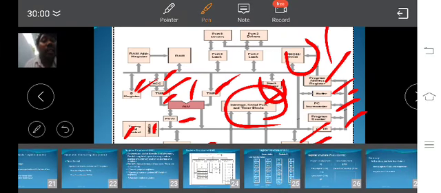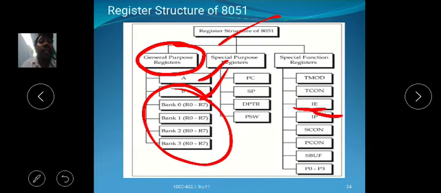After that, the register structure: what are the registers there? That is the general purpose registers. The register structure of 8051 has general purpose registers, accumulator register, B register, and the register banks: bank 0, bank 1, bank 2, bank 3. Bank 0 consists of 8 registers, R0 to R7, and bank 1, bank 2, bank 3 also have 8 registers. The special purpose registers are the program counter, stack pointer, data pointer, and the program status word.